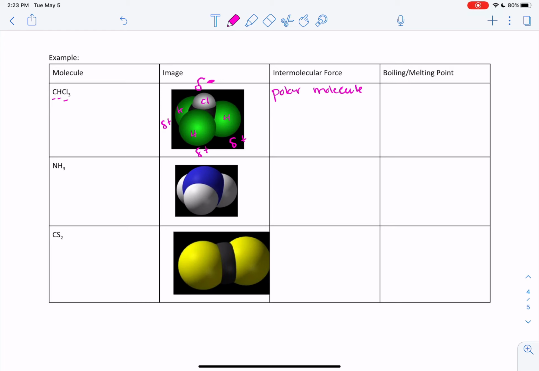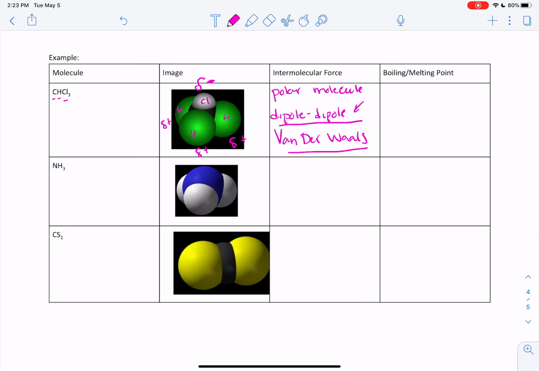Since it's a polar molecule, it has dipole-dipole forces, okay? It does not have hydrogen bonding because hydrogen needs to be bonded to nitrogen, oxygen, or fluorine in order for it to be hydrogen bonding. So it does not have hydrogen bonding. It does have van der Waals forces. Remember, that's just from the electrons clumping on one side or the other. So you always put the strongest one, which is this dipole-dipole, and then any weaker ones as well.